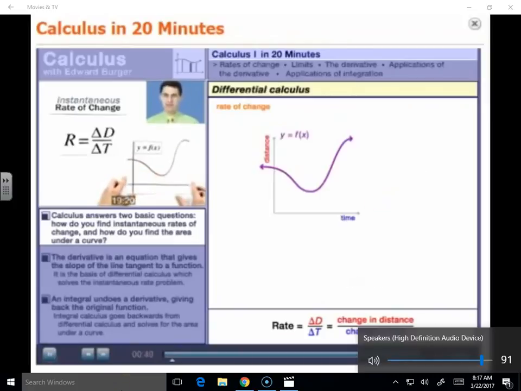Distance against time, then what do you notice? If you want to look at the change in time and the change in distance, what do you got? You actually got a slope of a line, right? This is slope, rise over run, change in distance over change in time, distance over time. So you got a slope.